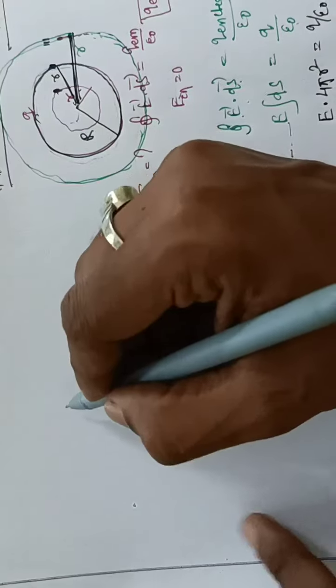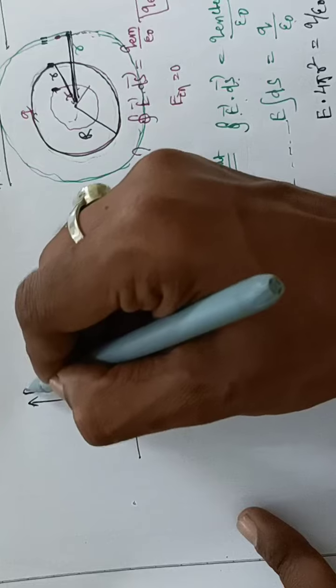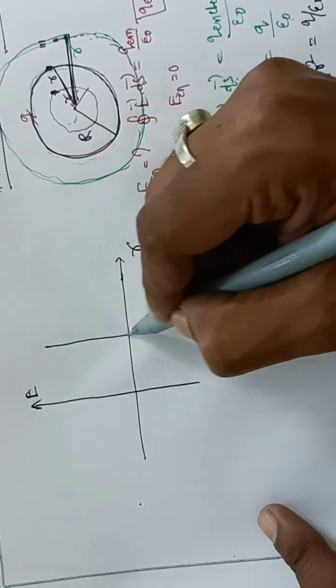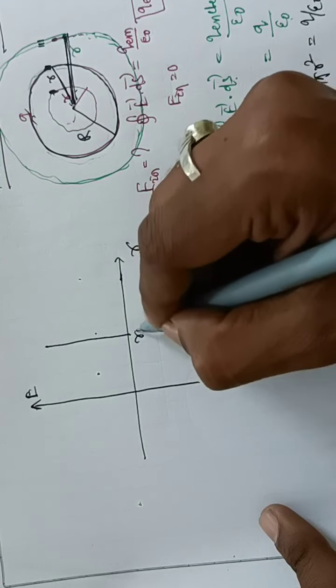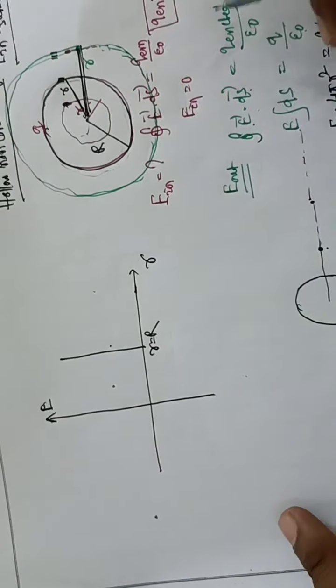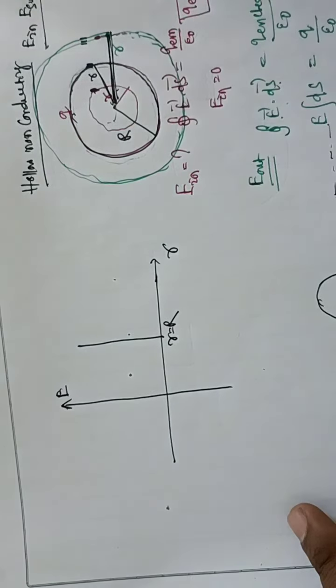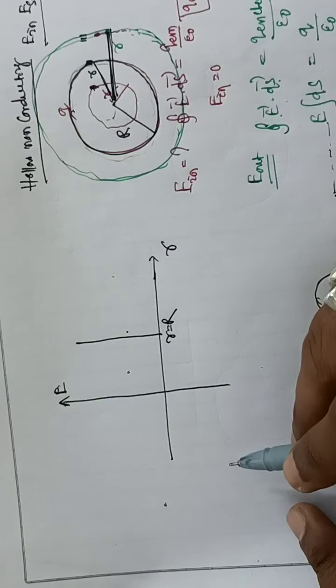If I draw my electric field versus r graph, this is my electric field axis and this is my r axis. If I plot it, how many regions? Three regions: inside, on the surface, and outside. On the surface, small r equals capital R. We know that there is no electric field inside this region because no charge is enclosed within that Gaussian surface, so there is no expression of electric field.